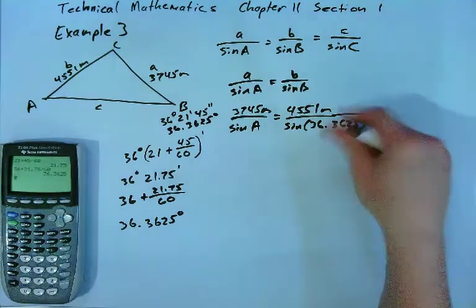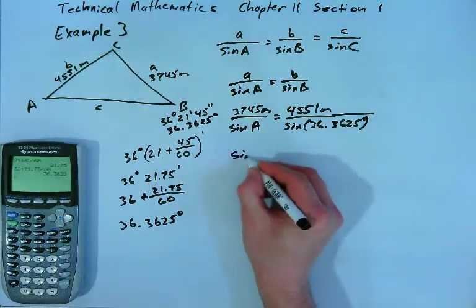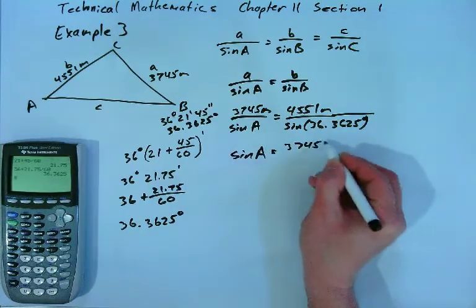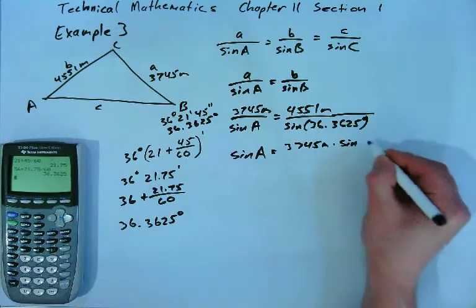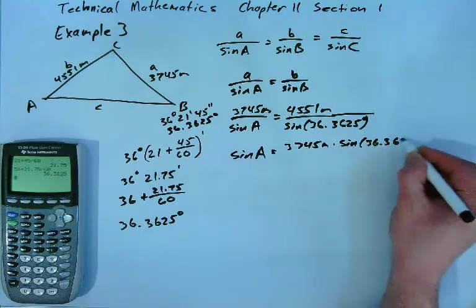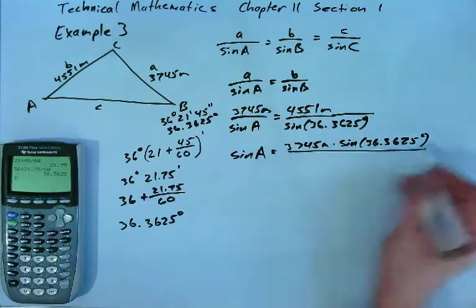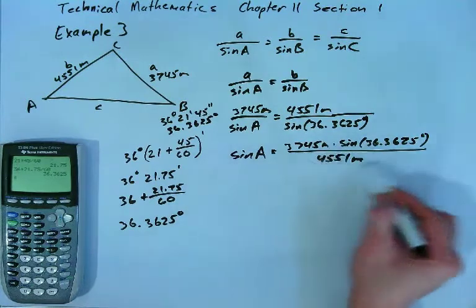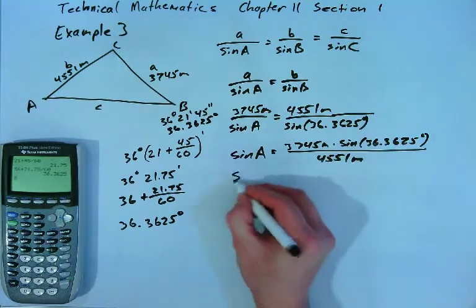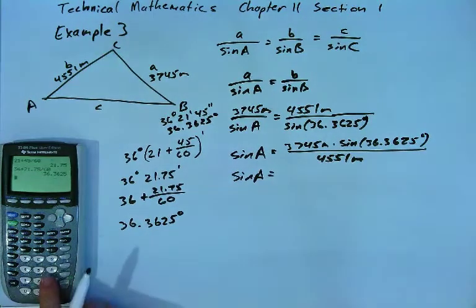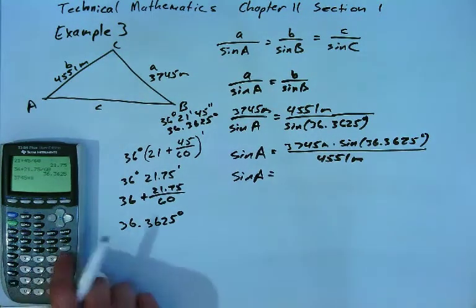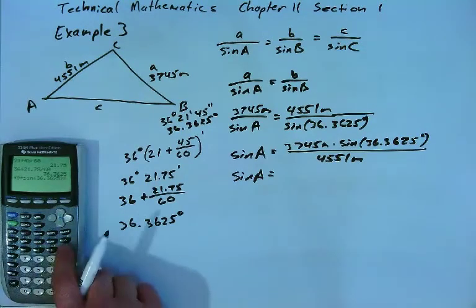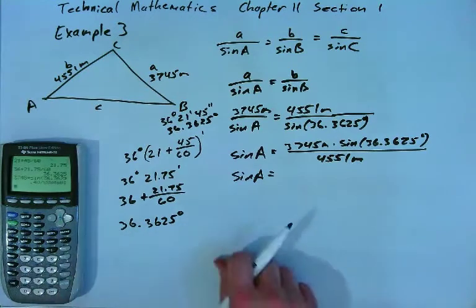And so again, to solve for sine A, we will multiply both sides by the reciprocal of this fraction, and we're going to get sine A is equal to 3745 meters times the sine of 36.3625 degrees divided by 4551 meters. And so we'll go ahead and work this part out, and then we'll take the inverse sine. So the sine of A will be equal to 3745 times the sine of 36.3625, close parentheses, divided by 4551.